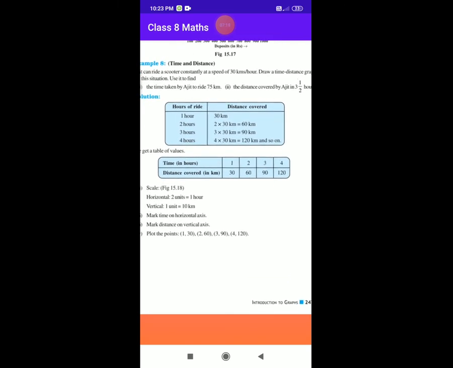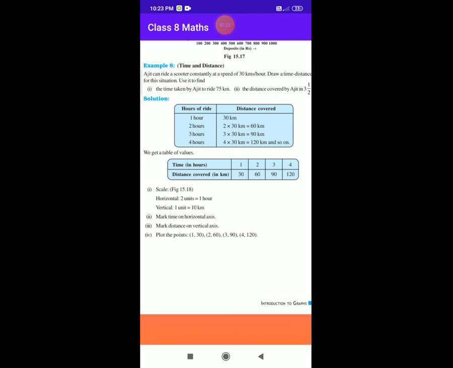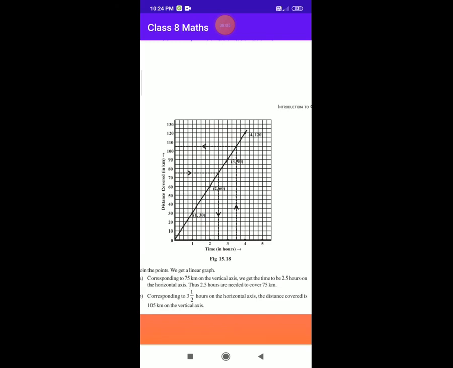सॉल्यूशन के लिए सबसे पहले हम टेबल को प्रिपेयर करेंगे. आवर्स ऑफ द राइड 1 hour is equal to 30 kilometers, 2 hour is equal to 60 kilometer, 3 hour equal to 90 kilometer and 4 hour equal to 120 kilometer and so on. So we get the table values, time in hours 1, 2, 3 and 4 and distance covered in kilometers respectively 30, 60, 90 and 120. Here scale according to the figure 15.18, horizontal 2 unit equal to 1 hour and vertically 1 unit equal 10 kilometer. Mark time on the horizontal x-axis and mark distance on vertical y-axis and plot the points (1, 30), (2, 60), (3, 90) and (4, 120) and then we prepare the graph.